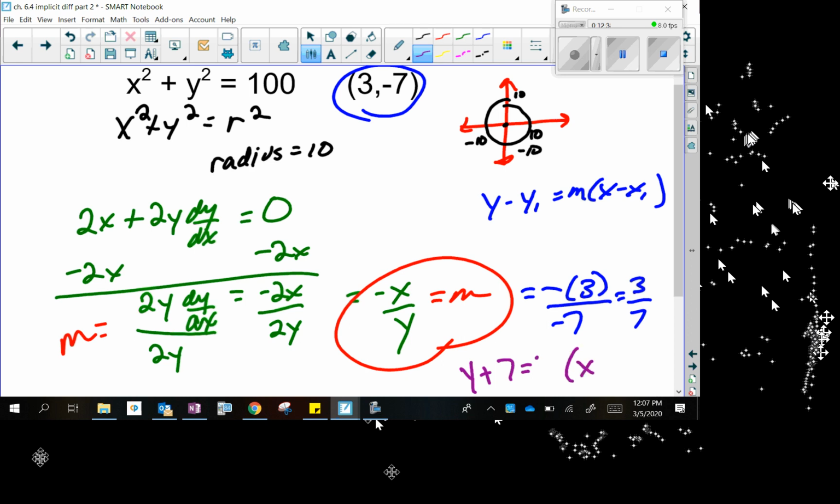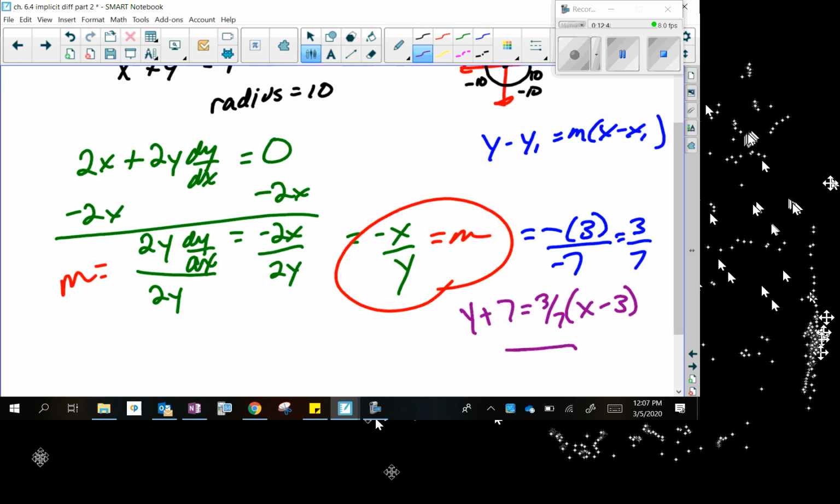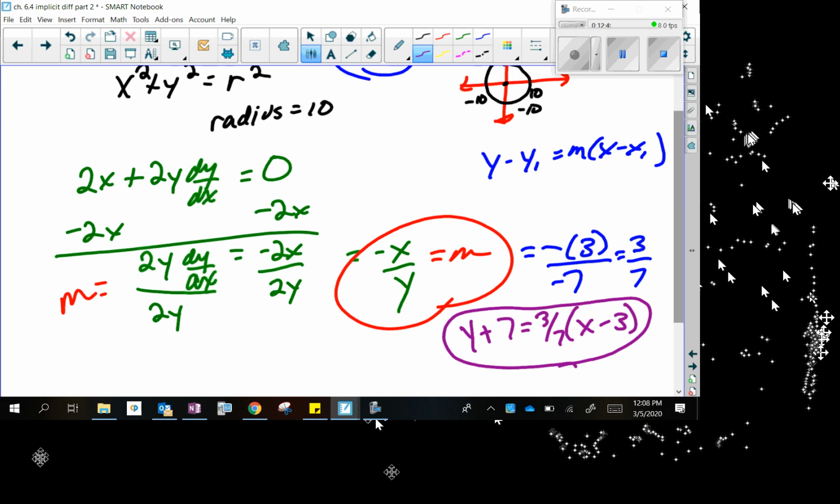Well, what comes before the x minus 3? 3 over 7. That's okay. So again, we plug in our y value into y minus, it was negative 7, so y plus 7 equals 3/7 times x minus 3. Yep, we're done.